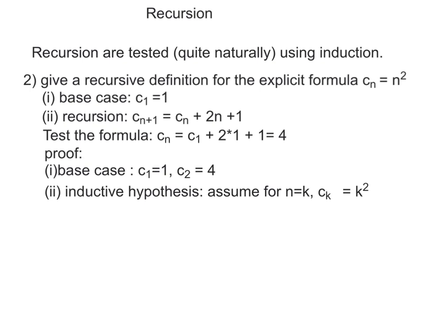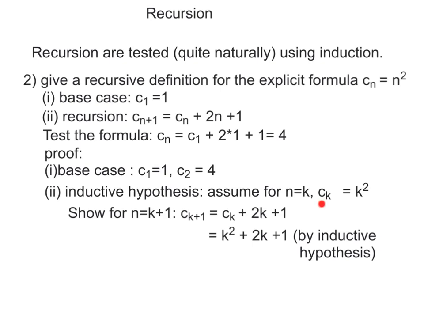We continue with our inductive hypothesis where we assume for n equals k. In other words, we assume c sub k is equal to k squared. Now we need to show for n equals k plus 1. So we plug in k plus 1 for n. And here we get c sub k plus 1 is equal to c sub k plus 2k plus 1. But by our inductive hypothesis, c sub k is equal to k squared. So I substitute k squared for c sub k. And a little bit of algebra gets me k plus 1 squared, which is exactly what I wanted to prove. So here, I am done.